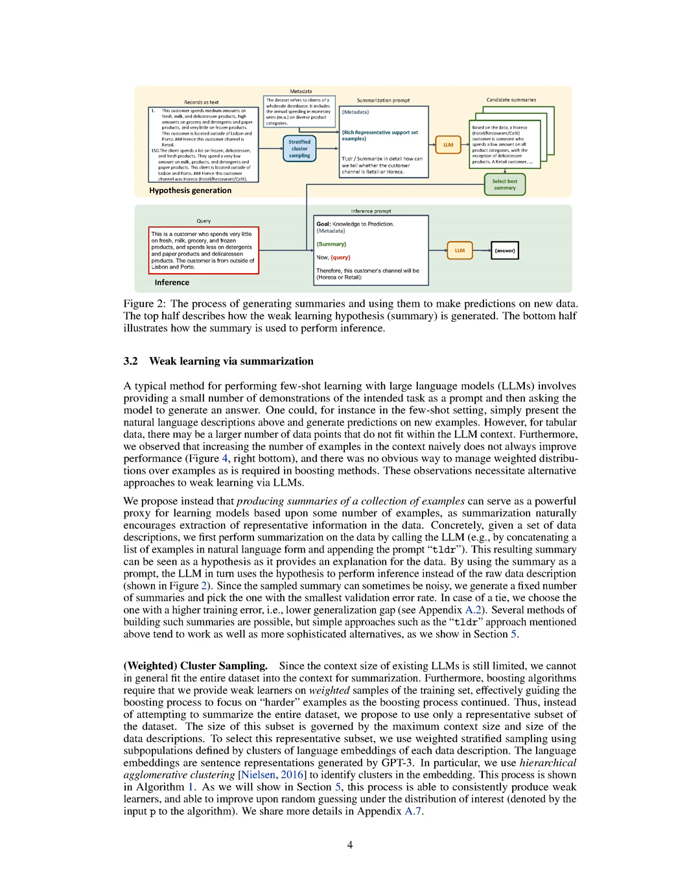Section summary. The traditional few-shot learning method with large language models, LLMs, may not work well with tabular data, and increasing the number of examples in the context may not always improve performance. To address this, the authors propose using summarization of a collection of examples as a proxy for learning models based on some number of examples. By generating a fixed number of summaries and selecting the one with the smallest validation error rate, the LLM can use the hypothesis to perform inference instead of the raw data description.